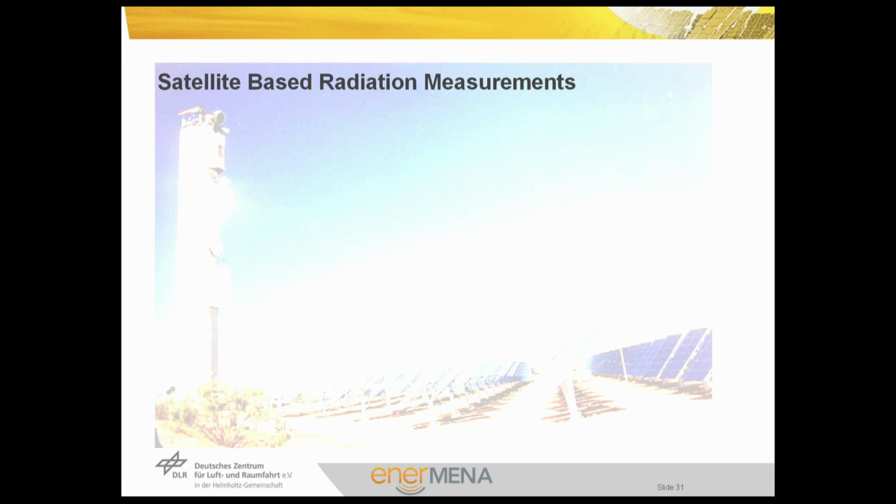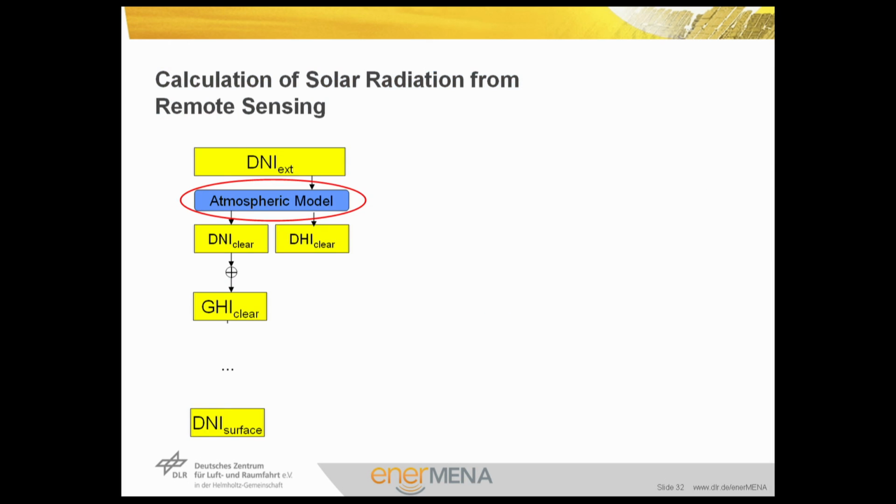Because of these disadvantages, I want to talk also about satellite-based radiation measurements. I'll start with the principle of operation. So, if we look at the calculation of solar radiation from remote sensing, we will start with the extraterrestrial DNI. We want to get to the DNI at the surface. The first step is an atmospheric model that allows us to calculate the clear sky DNI and the clear sky DHI. So this means that we then also have the clear sky GHI.